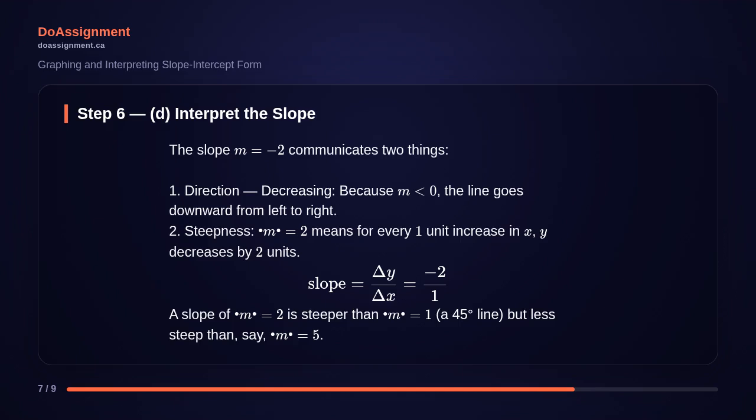The slope of negative 2 tells us two things. First, direction. Because the slope is negative, the line falls as we move from left to right. It is a decreasing function. Second, steepness. The absolute value of the slope is 2, meaning for every 1 unit we move right, we drop 2 units down. A slope of 2 is steeper than a 45-degree line, which has a slope of 1, but less steep than a slope of 5.